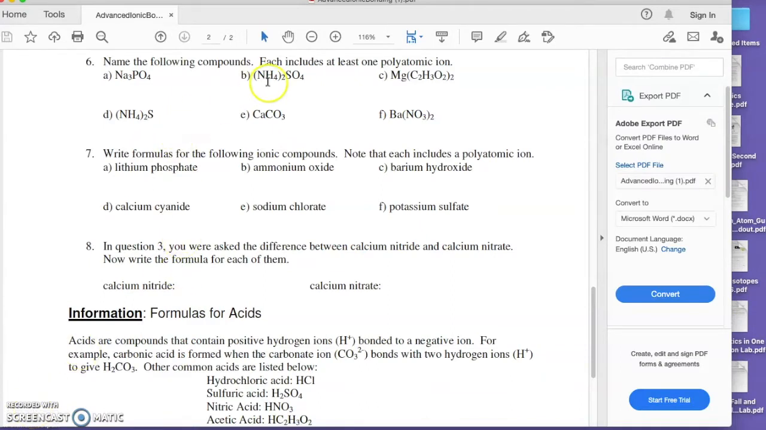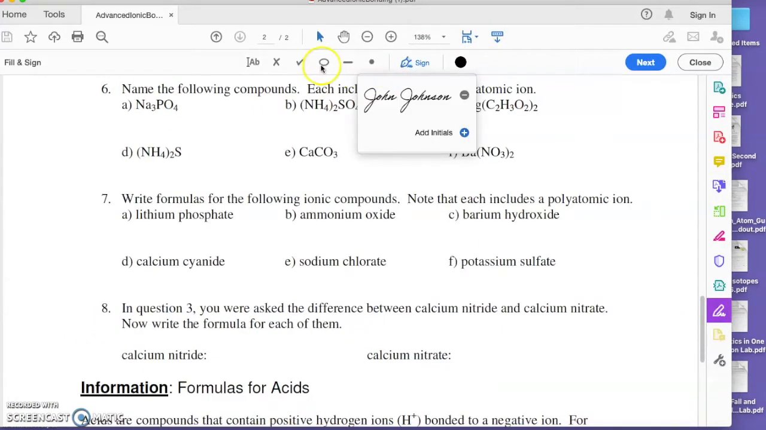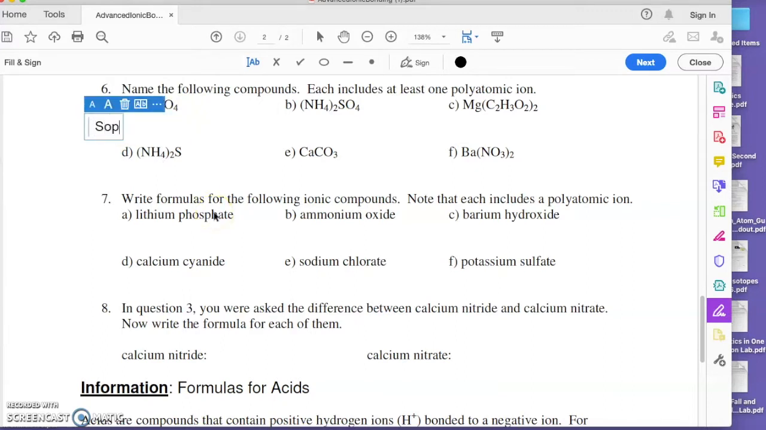All right, number 6, name the following compounds. Each includes at least 1 polyatomic ion. So as we name these, I'll walk you through and hopefully I'll spell them correctly. I look here, I got Na, which is sodium, and PO4, which is phosphate. So it's as simply as saying sodium phosphate. You don't have to worry about anything but just the names of the 2 ions.